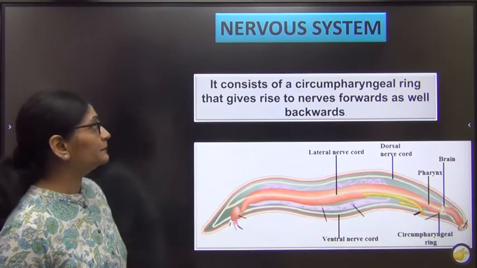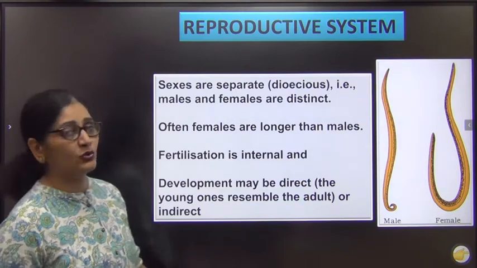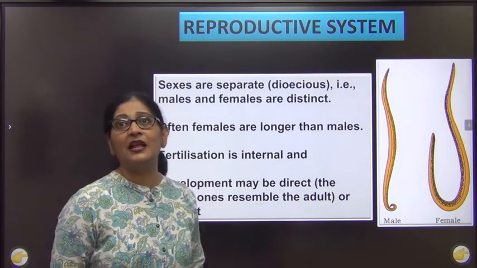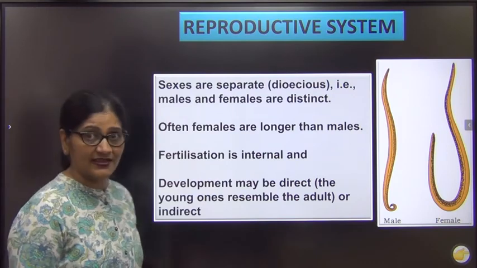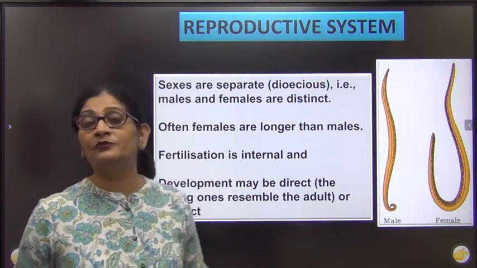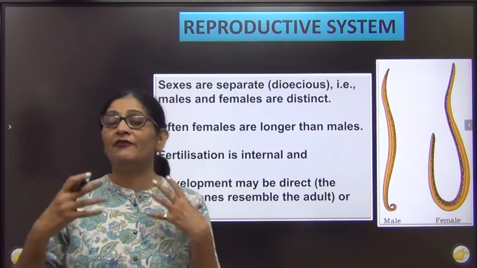This is not important. Okay, after the nervous system, you know that the last system that we discuss is always the reproductive system. This is the organism where, what have you studied so far? The male and female are found in the same body.